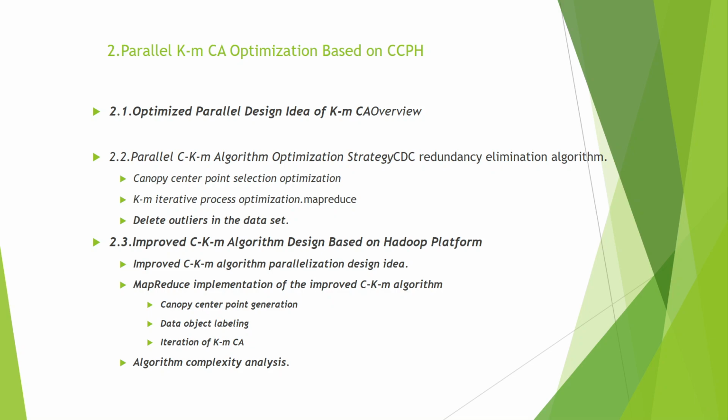Canopy center point selection optimization. The optimization strategy for the central point selection of the parallel Canopy algorithm is, in the map phase, the area radius T2 is set to the average distance of all data points, and all data points are divided according to this distance. For a huge data set of distributed storage, each node calculates the local Canopy center point. In the reduce stage, since only all local Canopy center points are clustered, the area radius T2 is set to 0.9 times the average distance of all data points, so as to obtain a group of Canopy center points in the global data space.